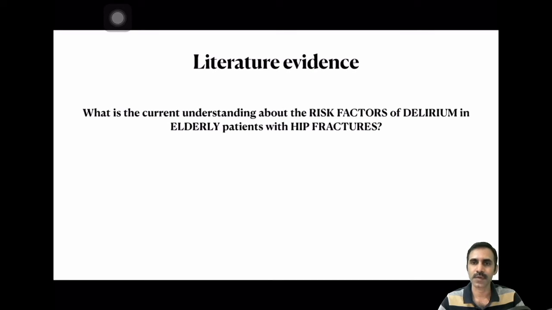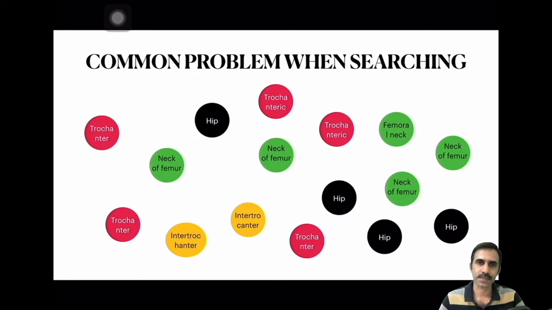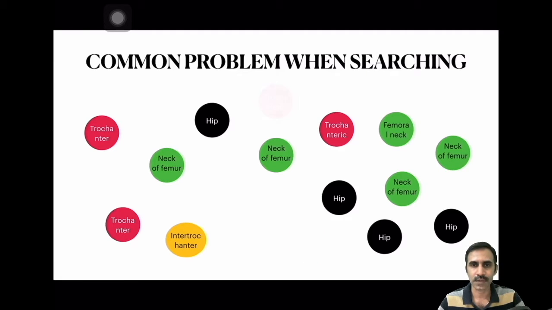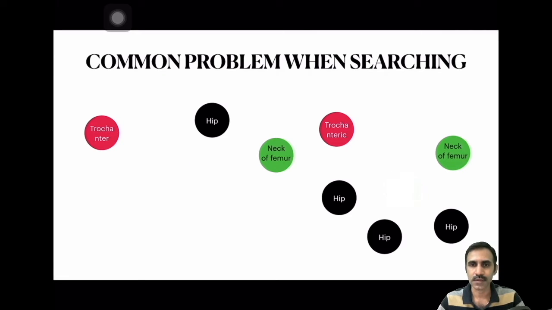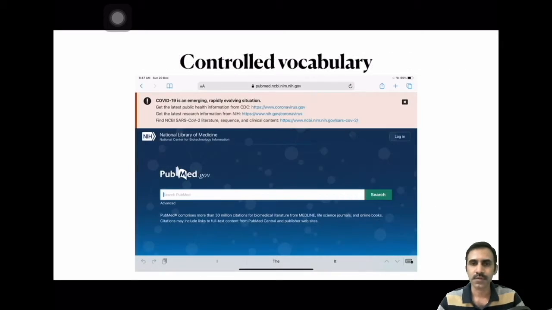One problem with PubMed search is authors will be referring to one concept by many different terms. For example, when you search for the hip, you may be excluding the intertrochanter, trochanter, neck of femur, and finally what you will be getting will be a smaller number of search results. So we have to use a controlled vocabulary when you are searching PubMed. This controlled vocabulary is called MeSH and keyword combination.